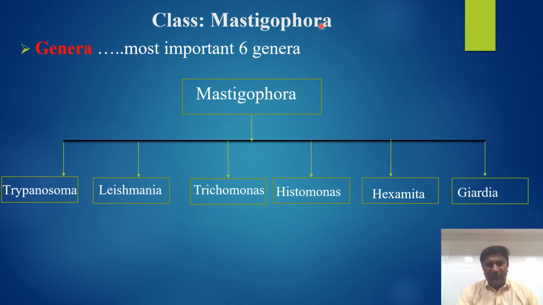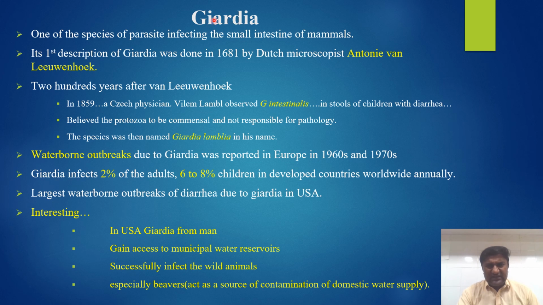The class Mastigophora has the six most important genera: Trypanosoma, Leishmania, Trichomonas, Histomonas, Hexamita, and the last one is Giardia. So today I would like to share the knowledge about Giardia. Giardia is a parasite that infects the small intestine of mammals.